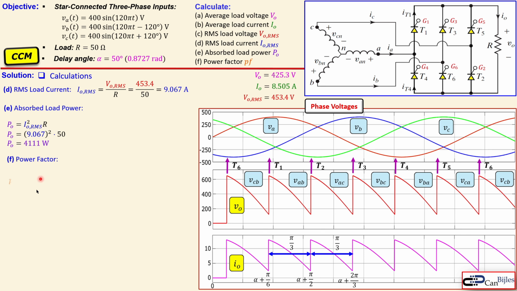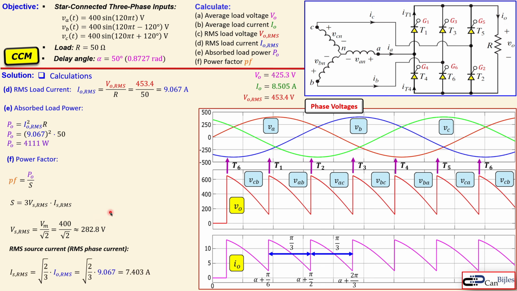And the power factor, for that we again use a definition, the observed load power over the apparent power. Apparent power is again given by this expression for the three-phase system, so 3 times the RMS source voltage times the RMS source current. RMS source voltage is this Vm, which is our phase voltage amplitude, 400, over the square root of 2, that's this value. And the RMS source current is the RMS phase current, as we have discussed, because this current, this current, this current, but that is related to the RMS load current by this expression. Also what we have seen in DCM, and that will result in almost 7.4 amps.